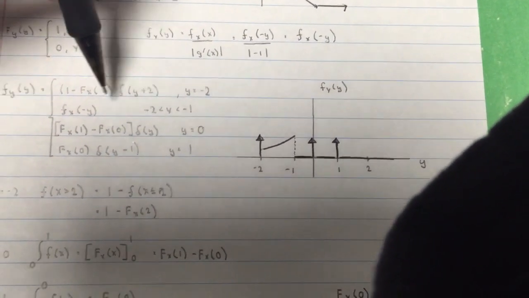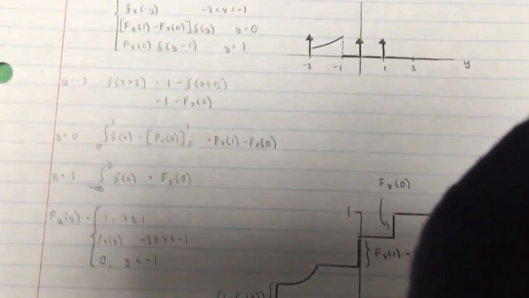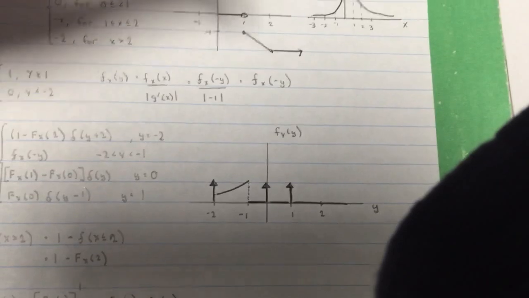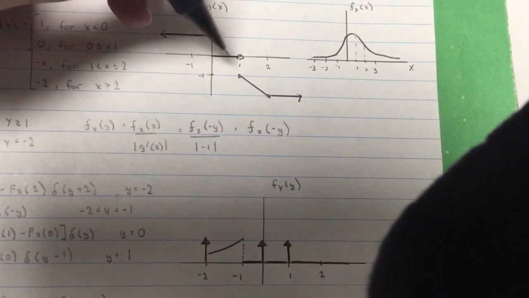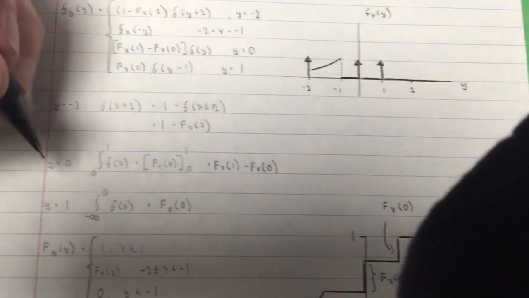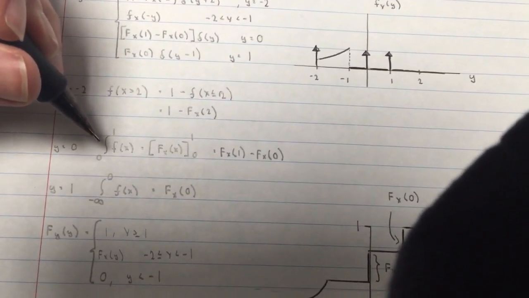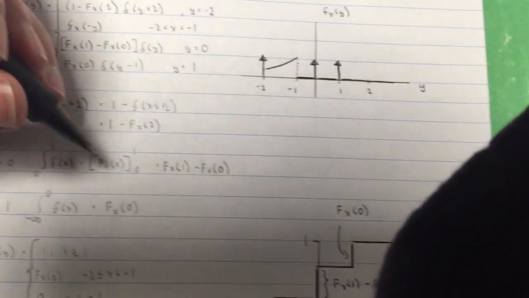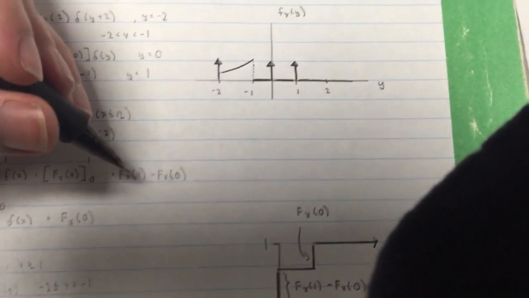The area of the impulse at y equals 0 is simply the area between 0 and 1. So it's the integral of small f of x from 0 to 1, which is equal to big F of x from 0 to 1, which is simply big F of x at 1 minus big F of x at 0.